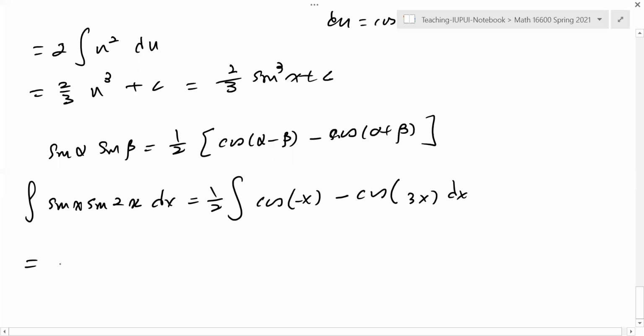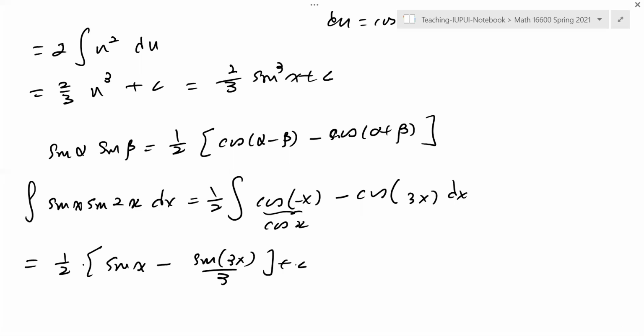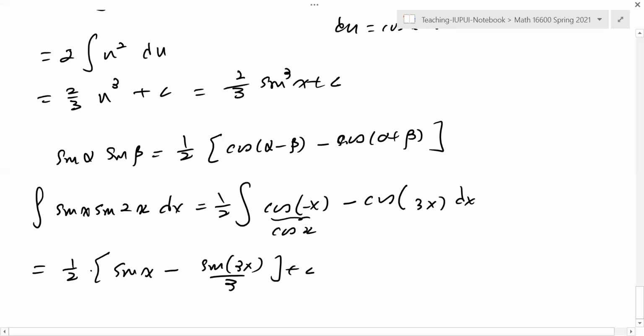Then the antiderivative: cosine negative x is cosine x because it's an even function. So the antiderivative of cosine x is sine x. The antiderivative of cosine 3x is sine 3x, but you have to divide by 3 here. So you get a totally different answer, but I know this is the correct answer. You can modify it and eventually you can get sine cube x.